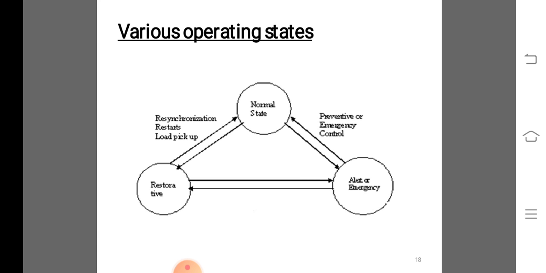Then restorative state. From this state the system may be brought back either to alert state or secure state. The latter is a slow process. Hence, in certain cases, first the system is brought back to alert state and then to the secure state. This is done using restorative control action.